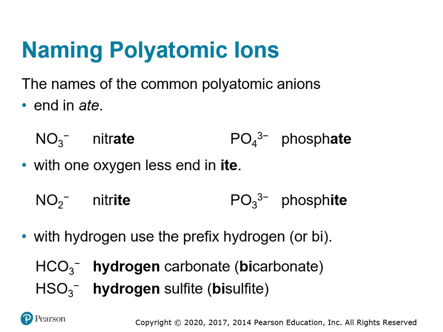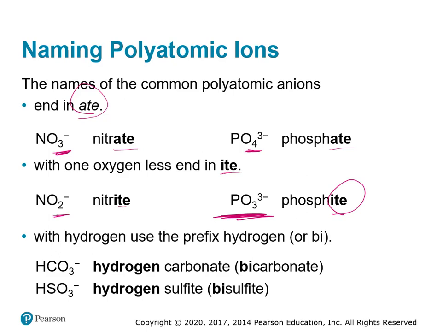The names of common polyatomic ions, there are some that end in ate, like nitrate and phosphate. If there is 1 less oxygen, then the name turns to ite. Notice that we have NO3, so that's nitrate. NO2 is nitrite. Notice the difference here between PO4 and PO3. This one has 1 less oxygen, so it went from ate to ite.